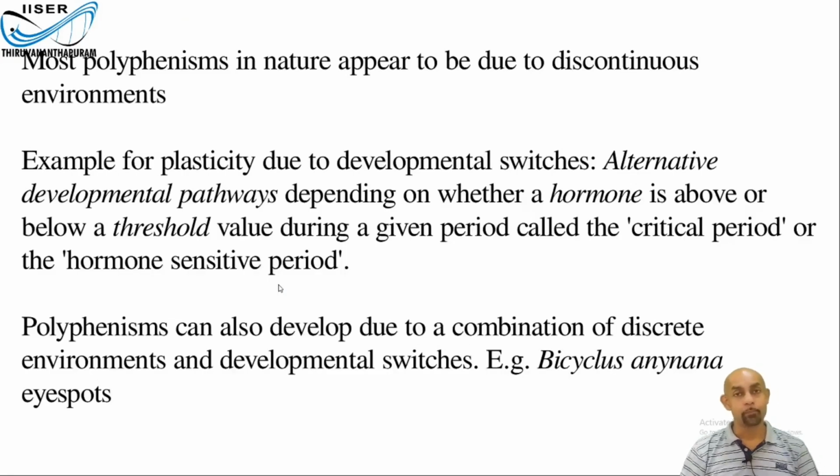In fact, this scenario seems to explain most of the polyphenisms seen in nature. In a lot of cases, once you take them to the lab and grow them under continuously varying environments, you end up seeing the intermediate morphs, and these intermediate morphs may not be seen in nature. But there are known examples of plasticity due to developmental switches. So where you have polyphenism due to developmental switches.